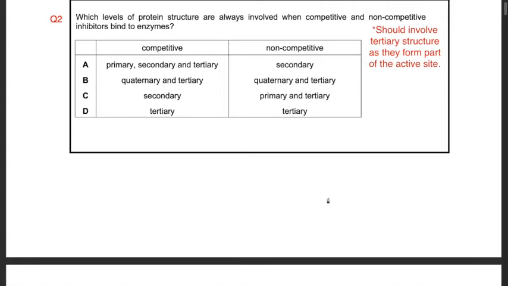And all enzymes do have a tertiary structure, and tertiary structure is what determines the shape and function of the enzyme. Hence, when competitive and non-competitive inhibitors are involved, tertiary structure is affected. That leaves us with the answer being D.